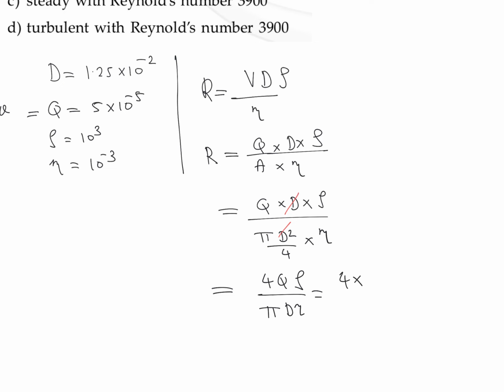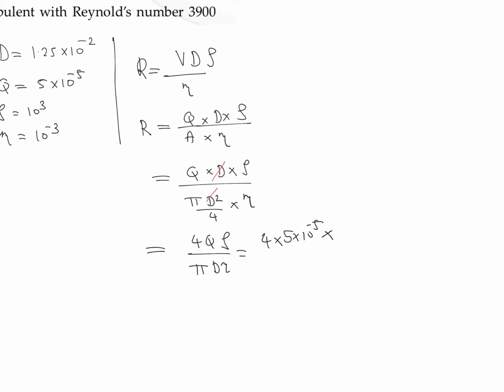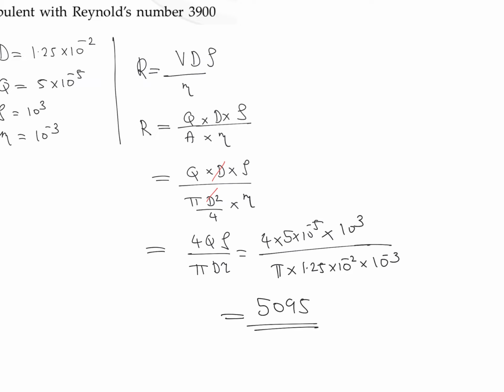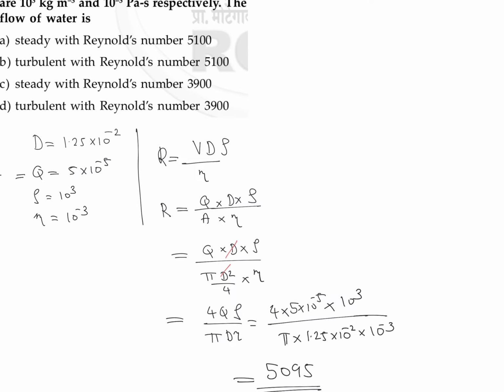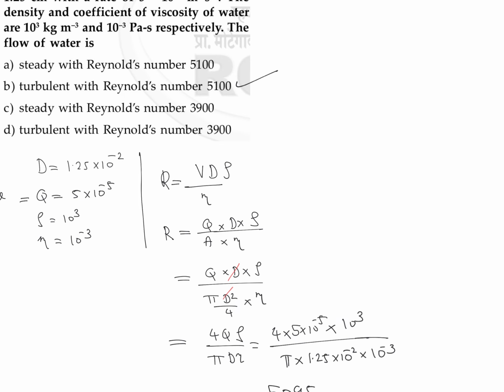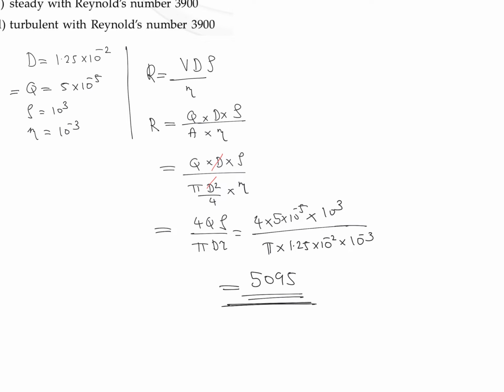So we can write this as 4 into the value of Q, which is 5 × 10^-5, into the density, which is 10^3, divided by pi, which we can take as 3.14, into the diameter, which is 1.25 × 10^-2, into the coefficient of viscosity, which we can take as 10^-3. So I'll cut it as around 5095, or we can say that it is near to 5100, and if it is greater than 3000 we can take it as a turbulent flow.